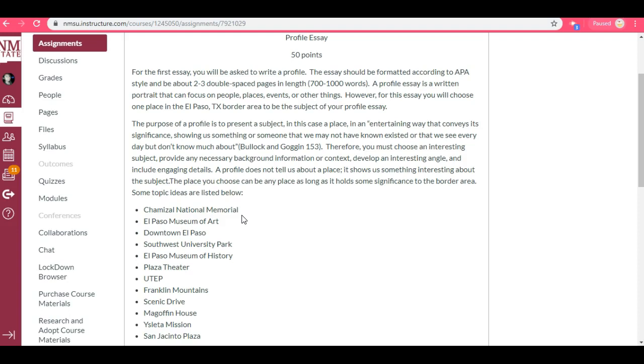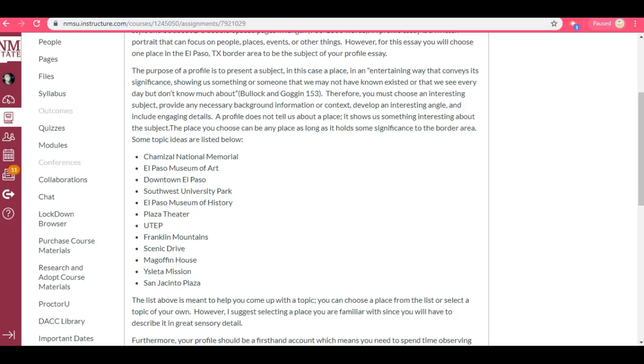Now, it's not a matter of just telling us, well, this place is significant because it's important. You want to show us its significance. So, pretend that the person you are writing this for has never been to that place. You want to give them not only a good description, but a good feel for the place, right? So, please keep this in mind: a profile does not tell us about a place, it shows us something interesting about the subject.